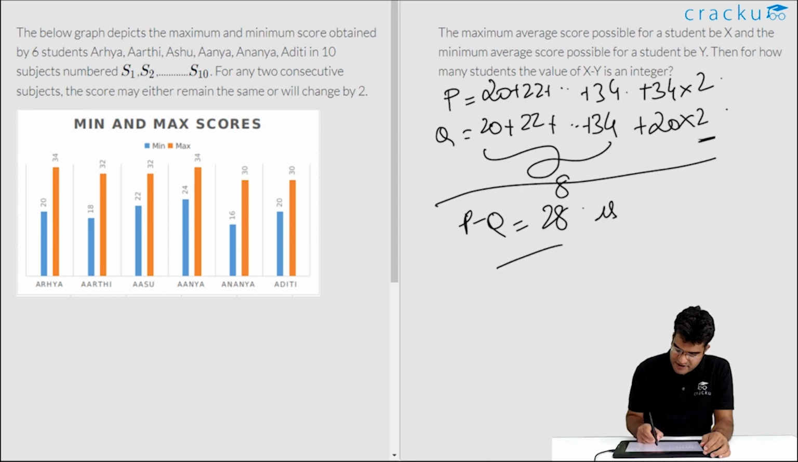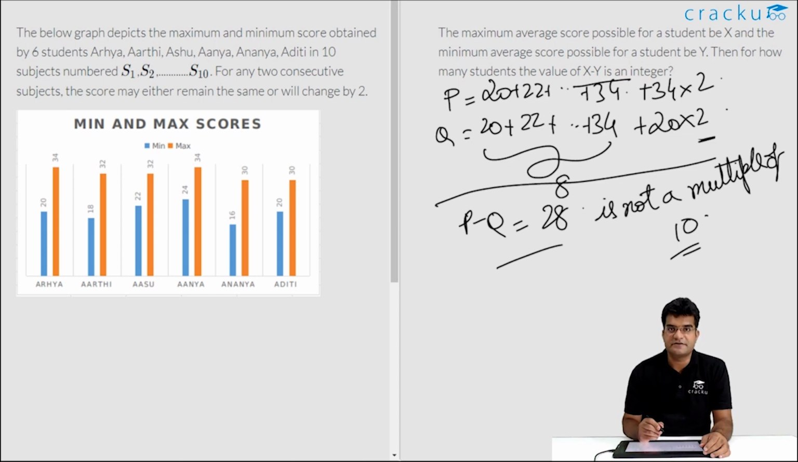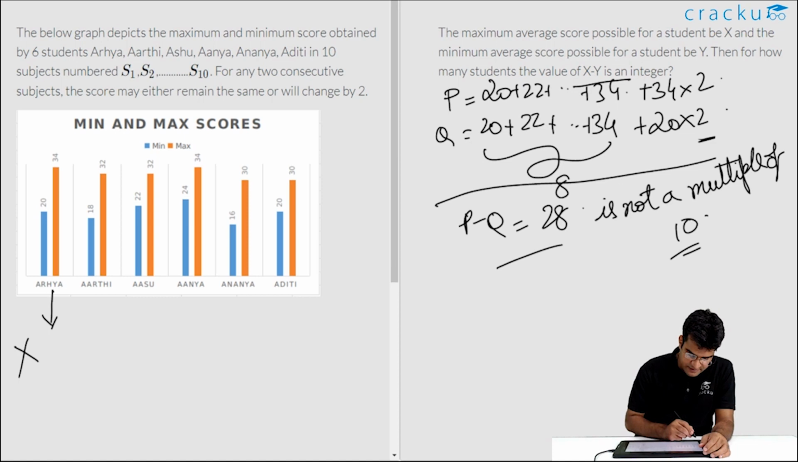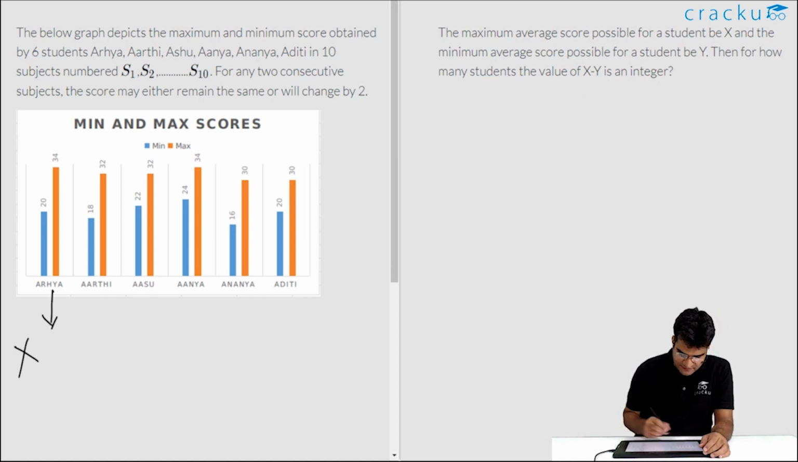This is not a multiple of 10. Therefore, in this case, x minus y will not be an integer. So in the case of Arya, not an integer. Now let us look at the case of Aarti.